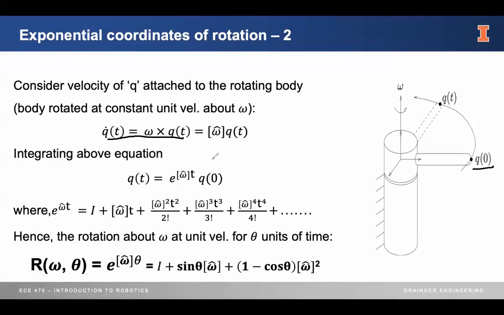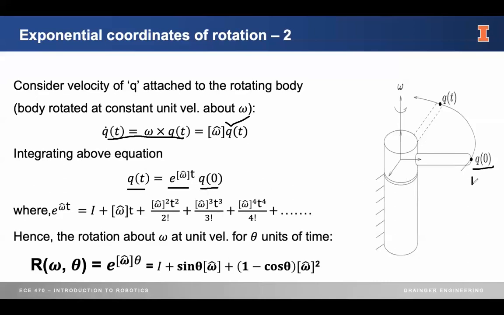To eliminate the cross product, we use the matrix notation for omega, and this can be written as matrix omega hat multiplied by q. We can see this is a time invariant linear differential equation which can be integrated to give q at time t equals e raised to matrix omega hat t multiplied by q at time 0.